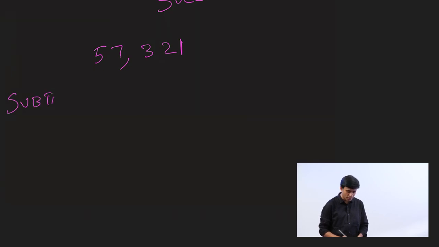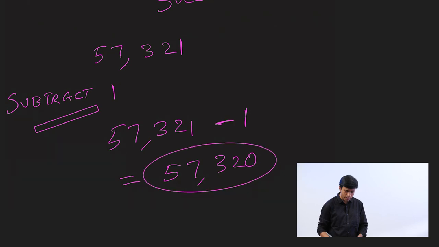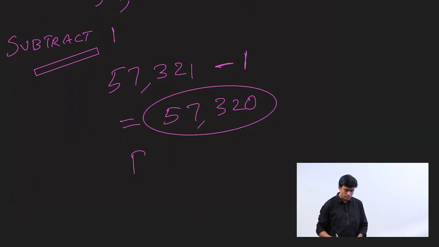Now you can guess how to find the predecessor. Let's look at it. Let's take an example. 57,321. What could be the predecessor? To find the predecessor of a number, you just subtract 1 from the number. Subtract 1. So you do it as 57,321 minus 1. What would be the answer? 57,320. That is the predecessor.